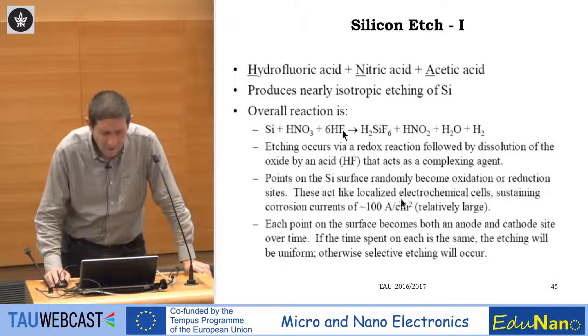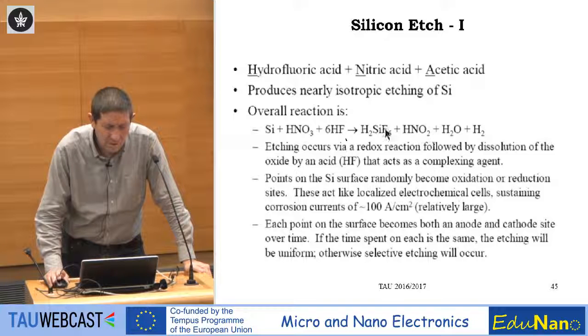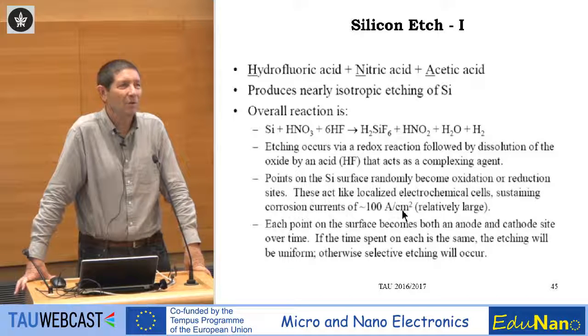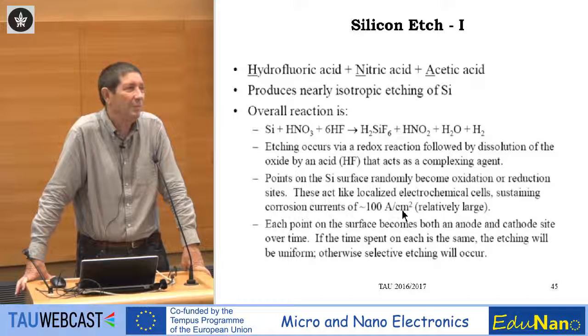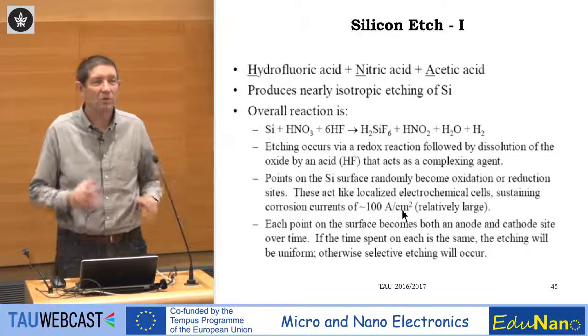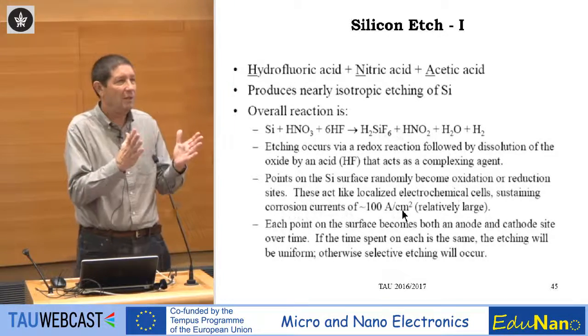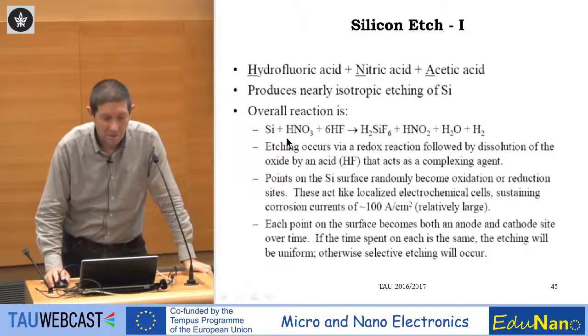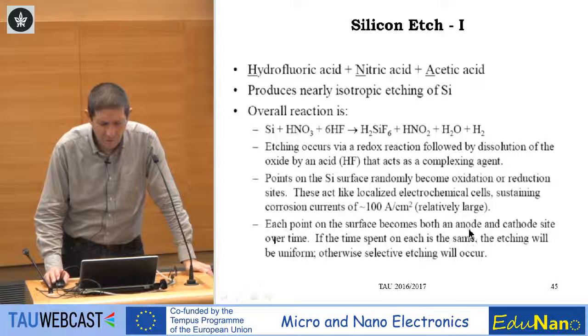So you can actually look at it from the electrochemical point of view. They act like they have a corrosion current of like 100 amperes per centimeter squared. So if you look at it as an electrochemical process, you have a very high local current, but this is because we etch material and the electrons are moving from one species to another, and we can look at it as a current that we oxidize and reduce these materials. Each point on the surface becomes both an anode and a cathode.